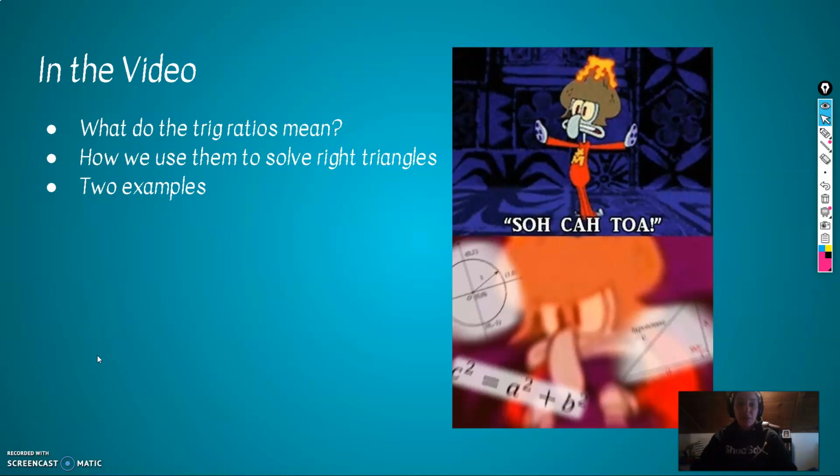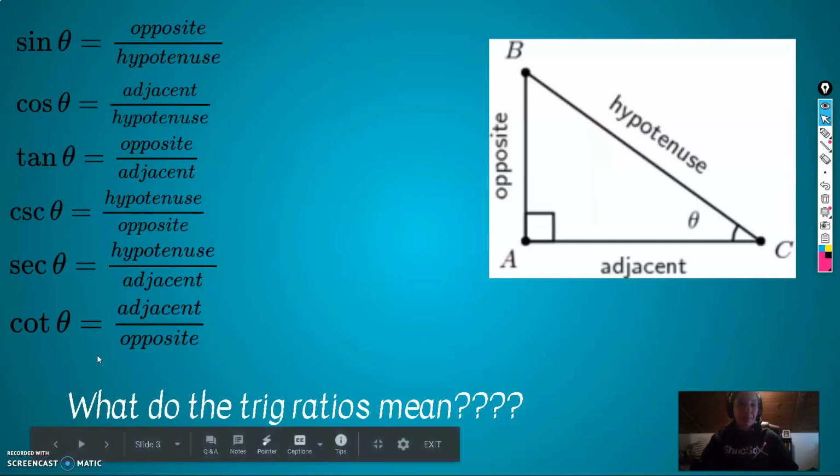So in this video, what we're going to see is, okay, what exactly do these trig ratios mean? When I take sine of theta, what is it exactly that I'm doing? We're going to see how we use these to our advantage. What do we need them for to solve right triangles? And what exactly does it mean to solve a right triangle? And then we'll do two examples. So let's get right into it.